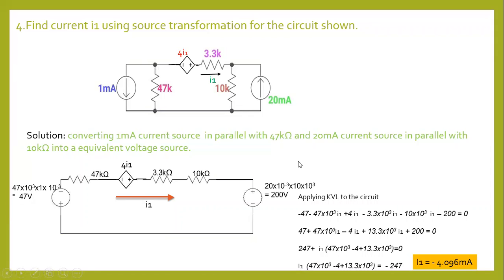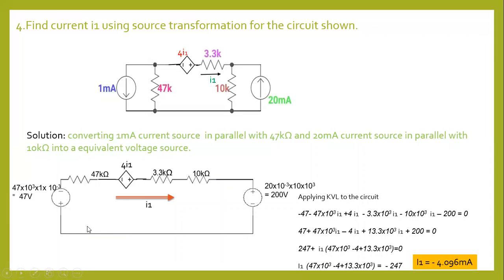Even here V is equal to IR. I is nothing but 20 milli into the resistor 10K. Here also 10 raised to minus 3 and 10 raised to 3 cancel, so we get 200 volts, and the 10 kilo ohm connects in series with it. Now we have a simple loop.